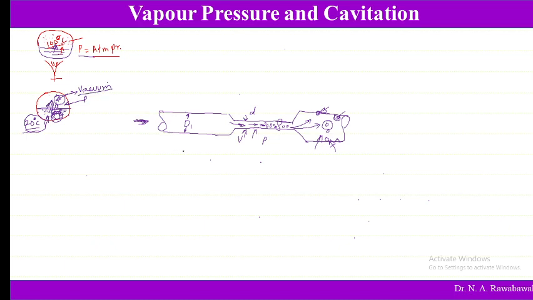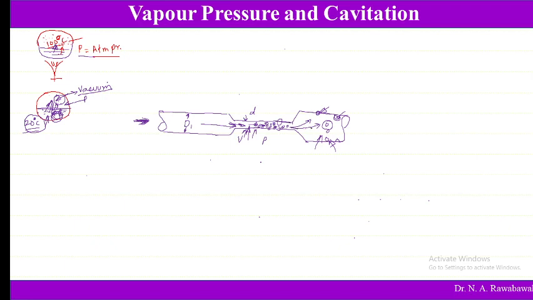This process of vaporization happens at the vapor pressure of the liquid. So if this liquid is flowing through a pipeline or a system where the pressure is going to vary, and suddenly the cross section reduces, the pressure is going to fall. If this pressure falls below or equal to the vapor pressure, the liquid starts to evaporate and bubbles are formed.